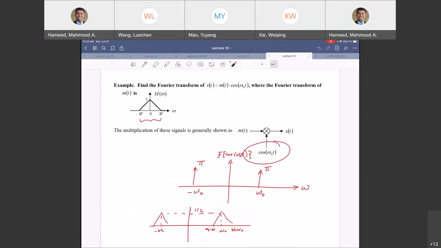Let's get started. Okay, so we are talking about Fourier transform. We are looking at properties of Fourier transform. And this is where we stopped in the previous class, right?